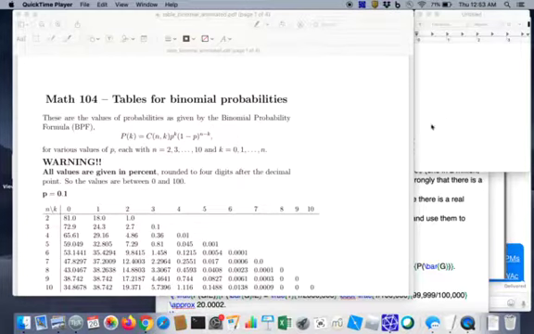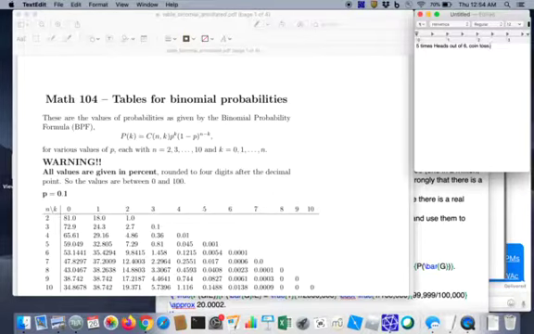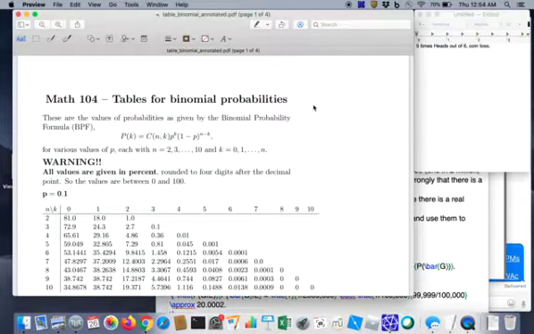So let's say we toss a coin 6 times and want to find out the probability to get exactly 5 heads, 5 times heads out of 6. So that's the binomial probability formula.